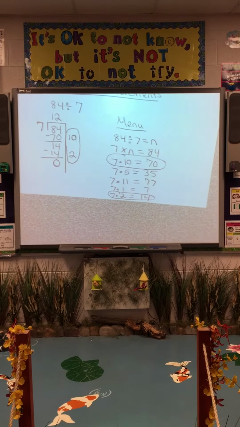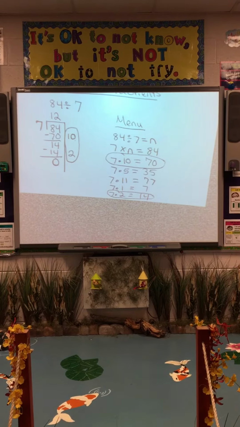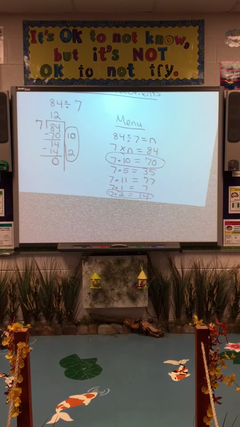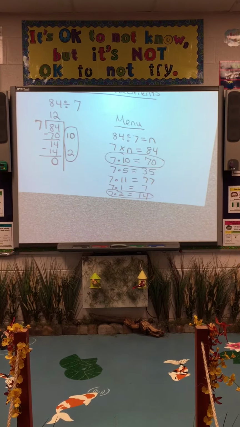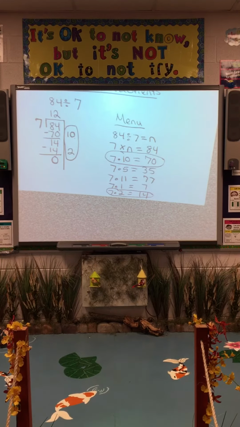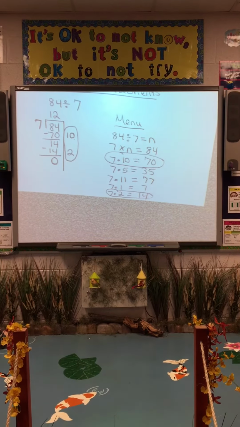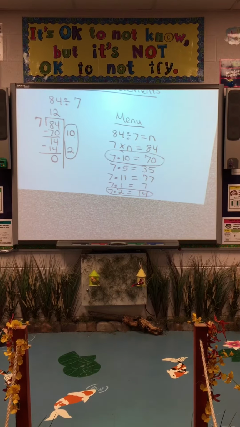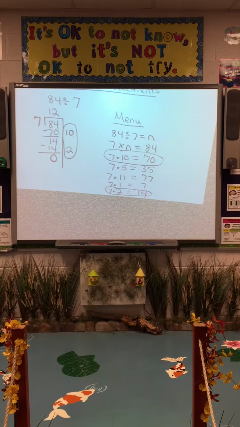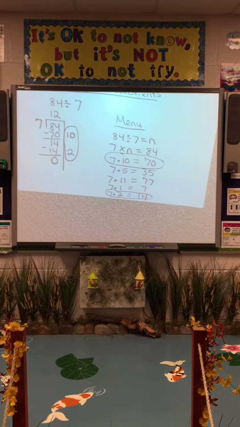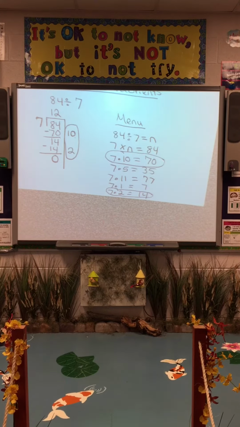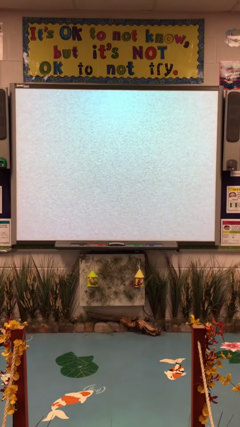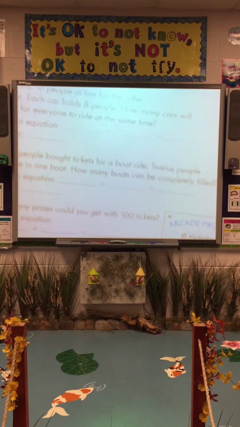A plus side with the menus is some of my kids who are really comfortable with their facts will jump to those higher numbers, but the kids who are still struggling with multiplication facts can break this down into easier multiplication problems to help them solve their bigger division problem. Now this problem did not have a remainder, so we're going to look at a different one, and this is actually a problem from one of their sheets out of their book.